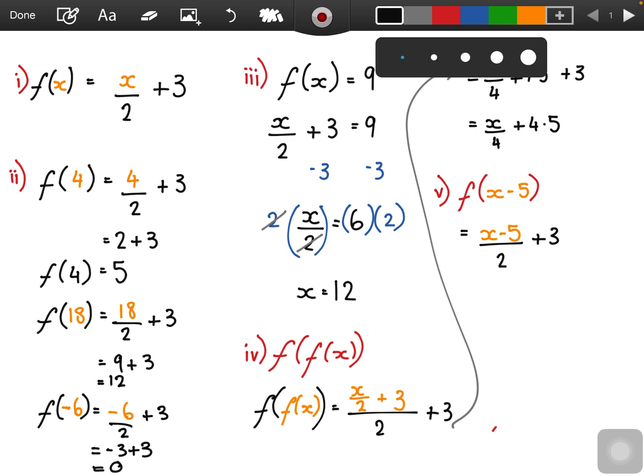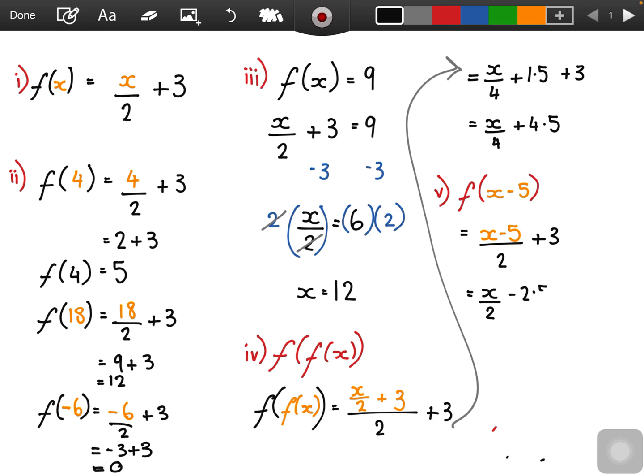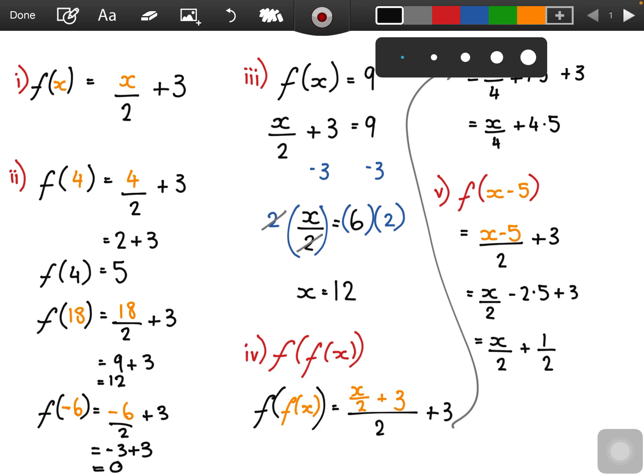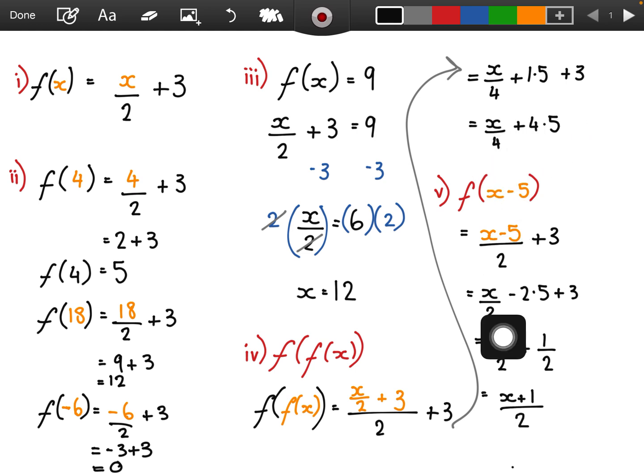So same again, I'm going to have x over 2. The minus 5 needs to be divided by 2, so it's minus 2.5. And then I have plus 3. So that is going to give me x over 2 plus 1 over 2, or a half. I can write that a bit nicer if I just say x plus 1 over 2. And actually, if I look back up here, it doesn't really look nice if I'm mixing fractions with decimals.